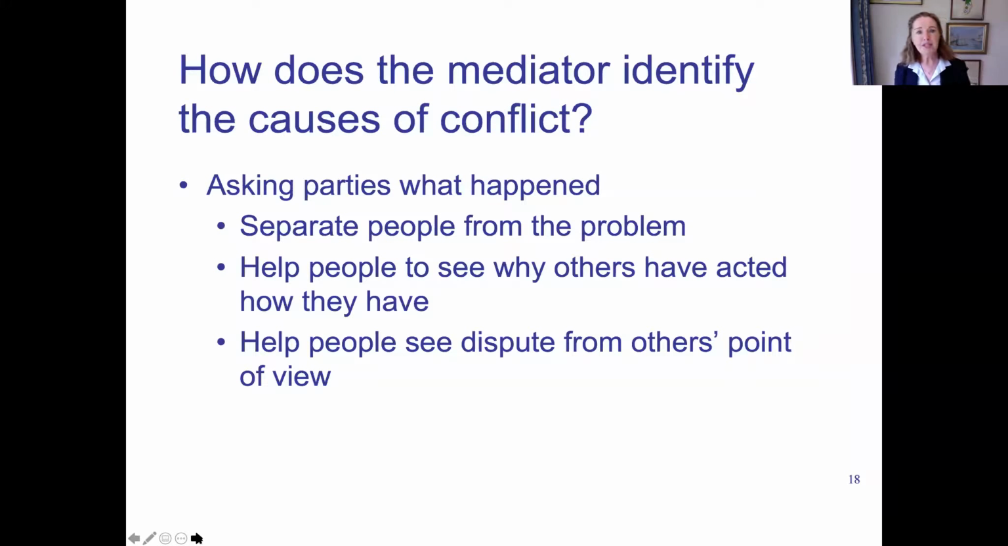So the mediator looks to identify the causes of conflict. How do they do that? I mean, what do I do when I arrive at a mediation?